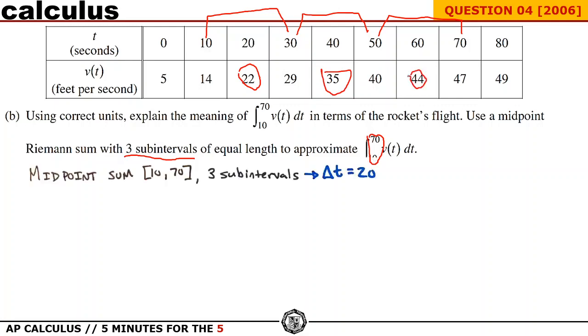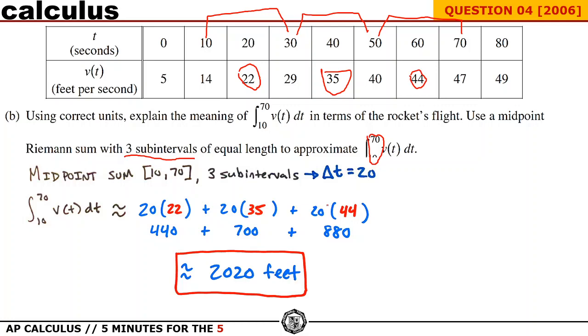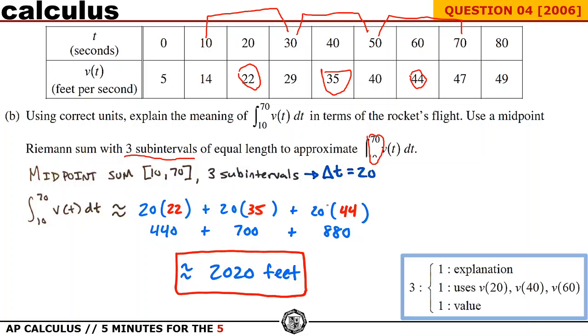So when you put that all together, it's going to be the computation 20 times 22 plus 20 times 35 plus 20 times 44, because each interval is 20 units long with those given midpoint heights, and that's going to give you a final value of 2,020 feet. This full question would be worth 1 point for the explanation from the previous slide. Using v of 20, 40, and 60 is going to give you that second point.